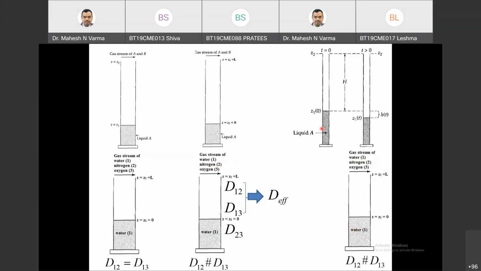Then after that we discussed that everywhere we are assuming the liquid level is constant, not changing during the evaporation. If that is changing, how do we handle the problem? That is what we discussed at the end of yesterday's class.